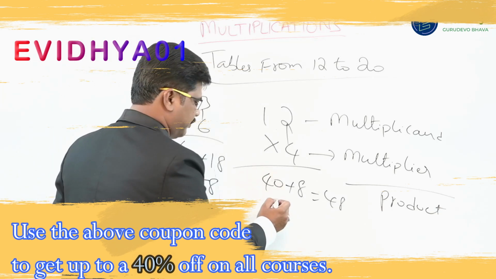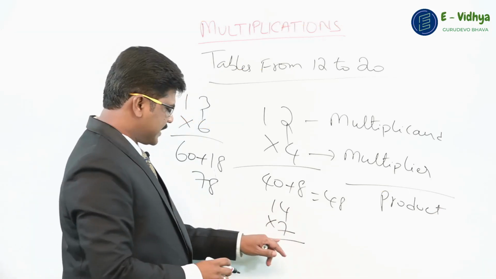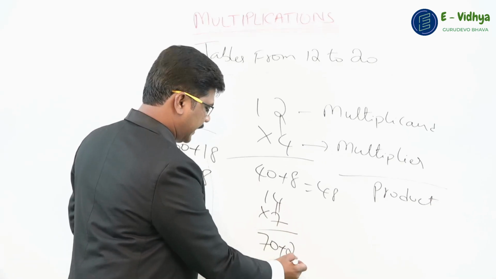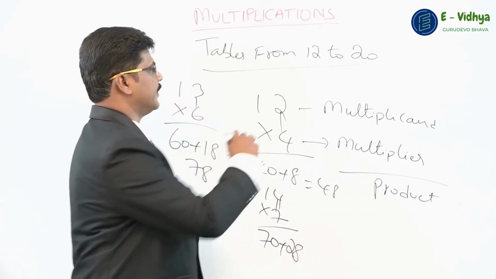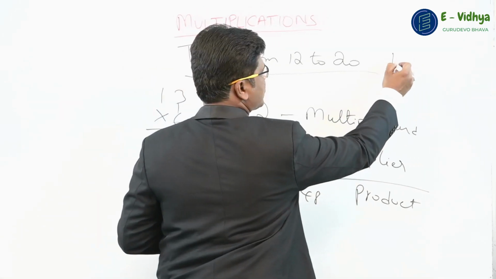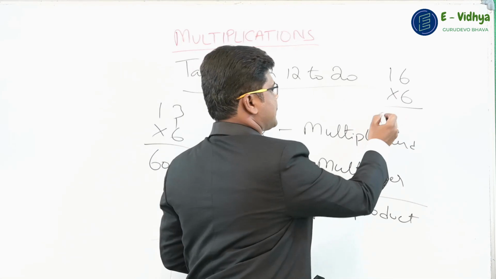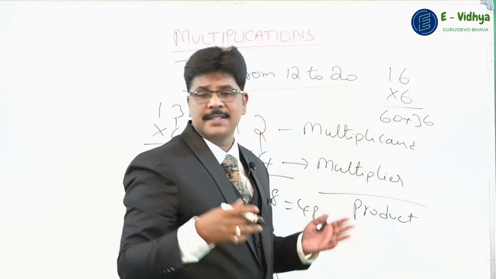Something like 14 sevens. Now if you get 7 at the bottom, think 70. Add it to the table: 7 fours are 28. 70 plus 28, you get 98, isn't it? One more. How much is 16 sixes? So you get 6 at the bottom, think 60, right? Add it to the table. 6 sixes are 36. 60 plus 36, 96.